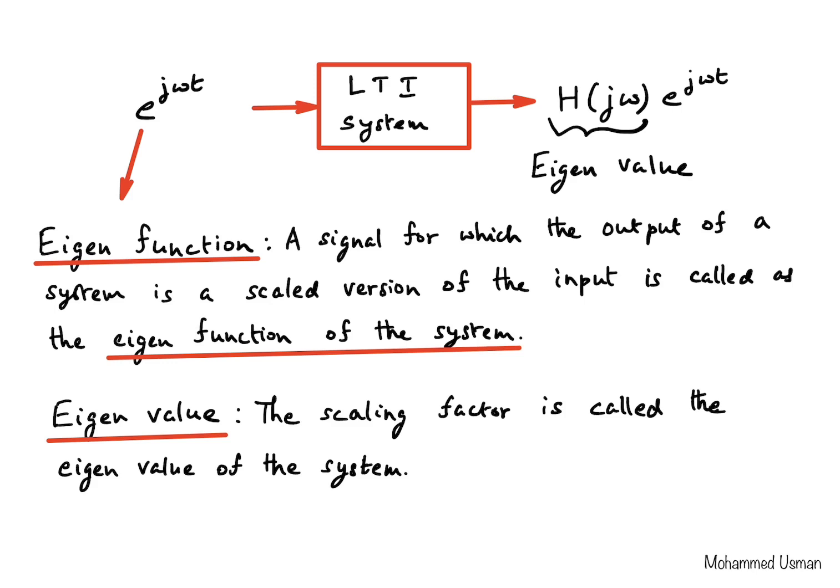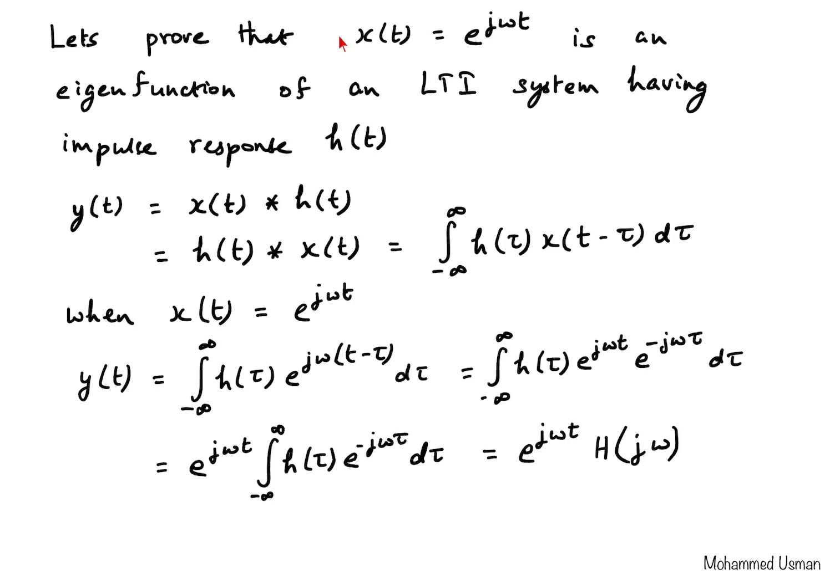So the input in this case is going to be the complex exponential, and we will take the impulse response as h of t, and we will perform the convolution between the input and the impulse response of the LTI system, and check whether the output will be a scaled version of the input signal. Okay, let's verify that. So we take our input signal x of t as our complex exponential e power j omega t, and we want to check whether this is indeed an eigenfunction.